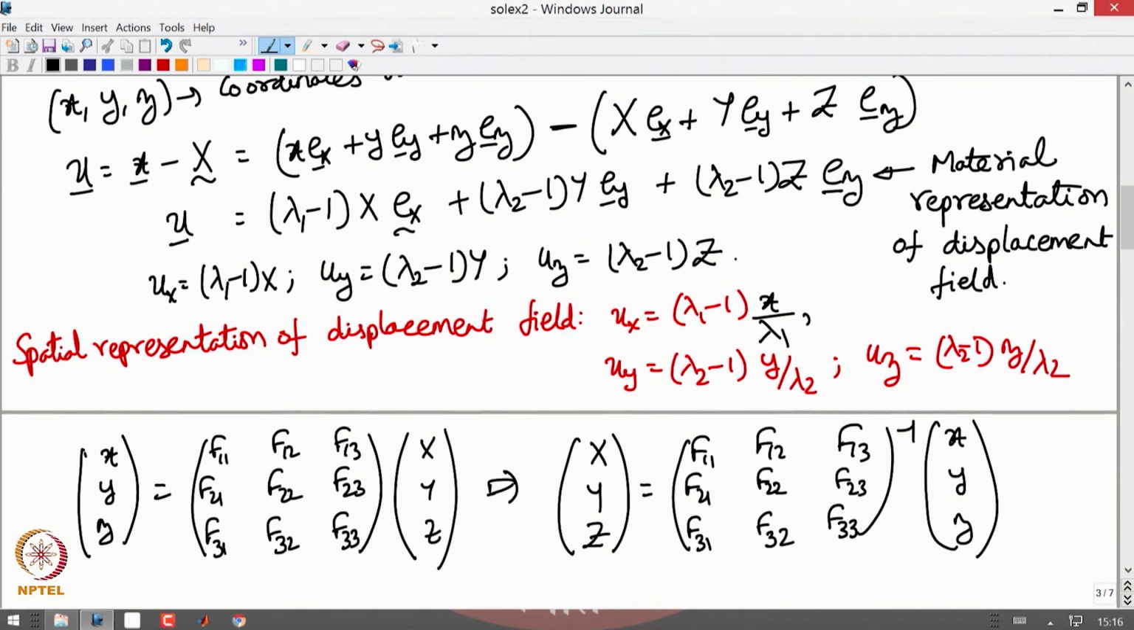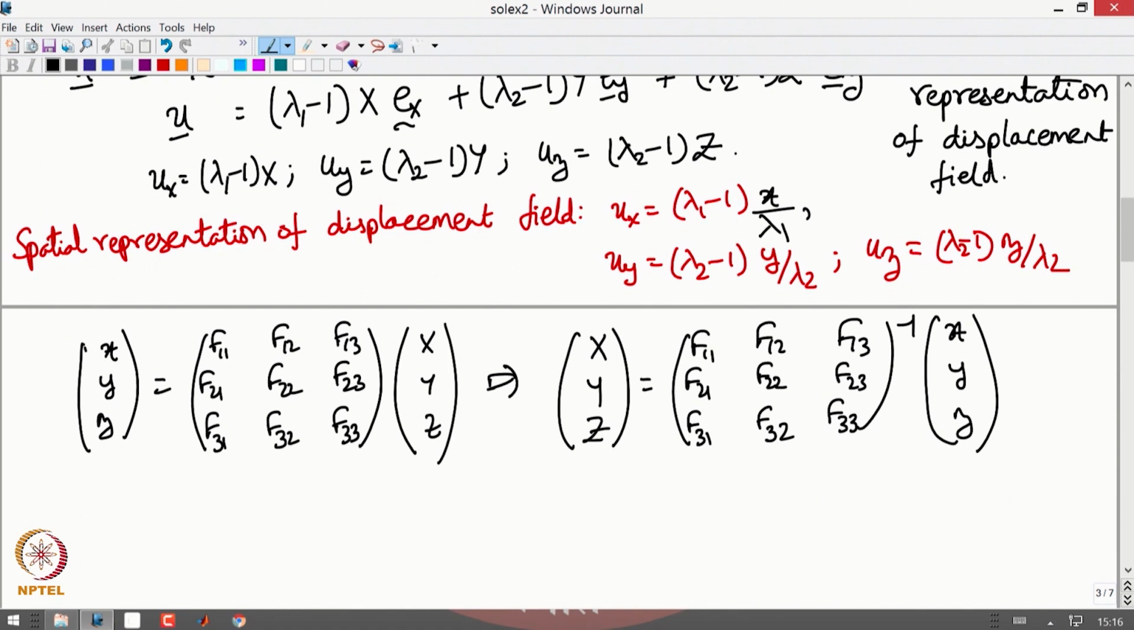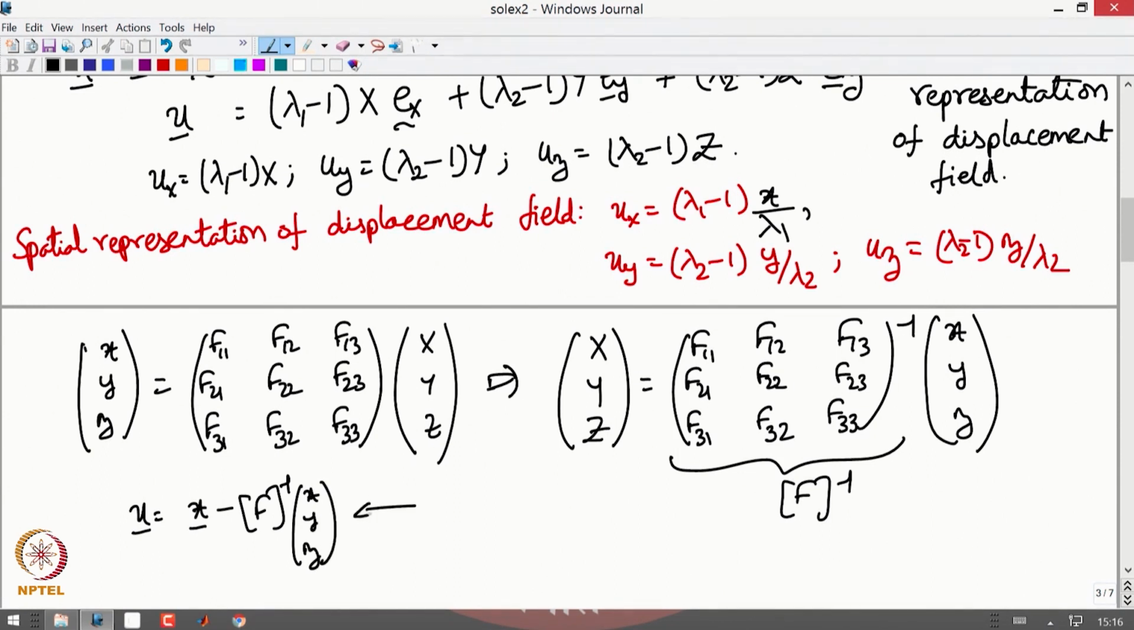Then you can write u as small x minus this, let me call this F inverse matrix, this will be F inverse of small x, small y, small z. So, this is the spatial form for u, the displacement field. Okay. This is how you compute a spatial form.